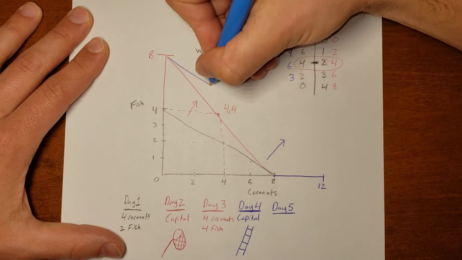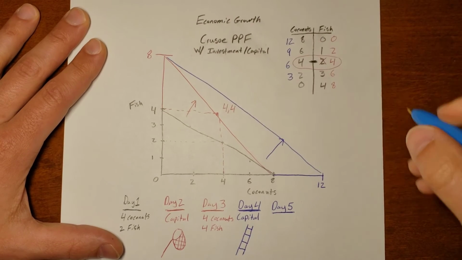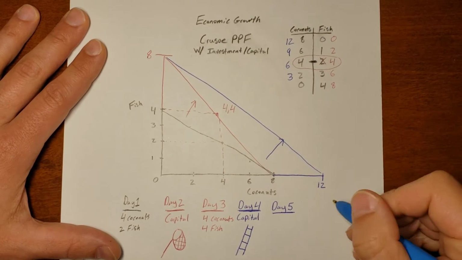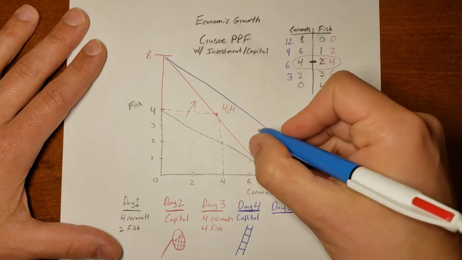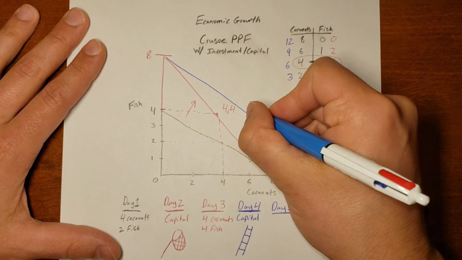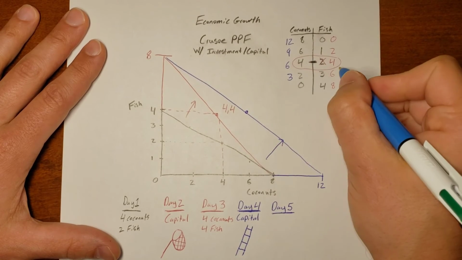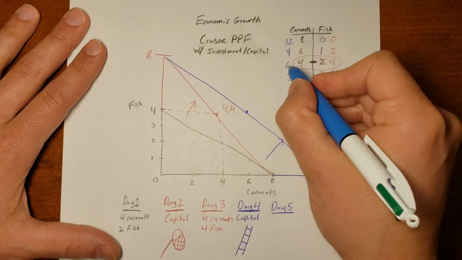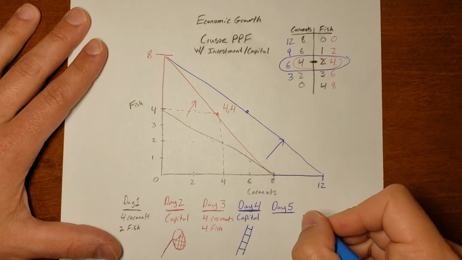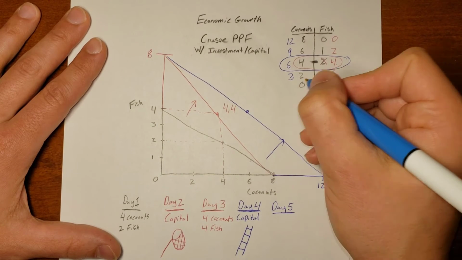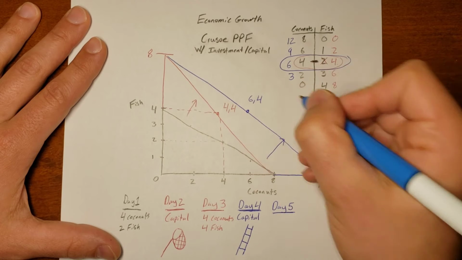Now, it's not going to do anything for the production of fish, but it will increase his production of coconuts. Okay, so now he may be producing right here. That would still be half fish and half coconuts, and this would be his output. So on day 5, he's producing 6 coconuts and 4 fish.